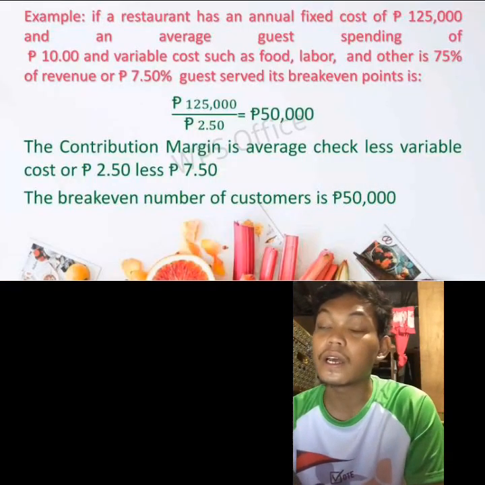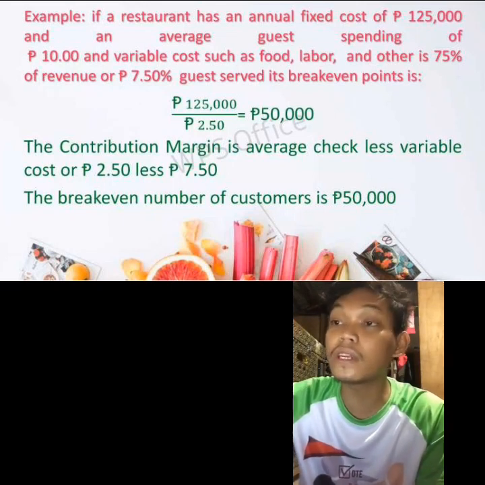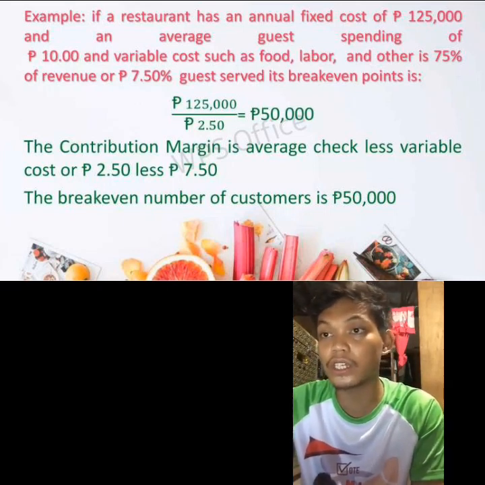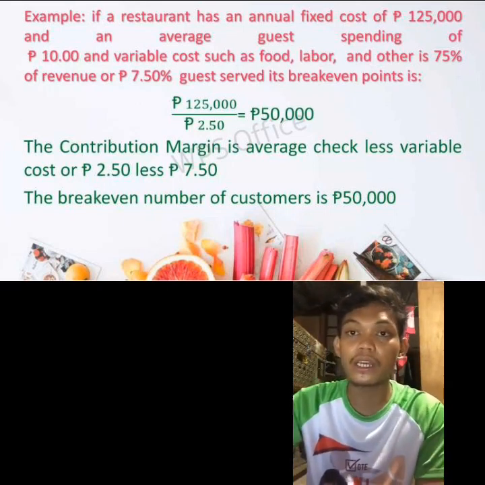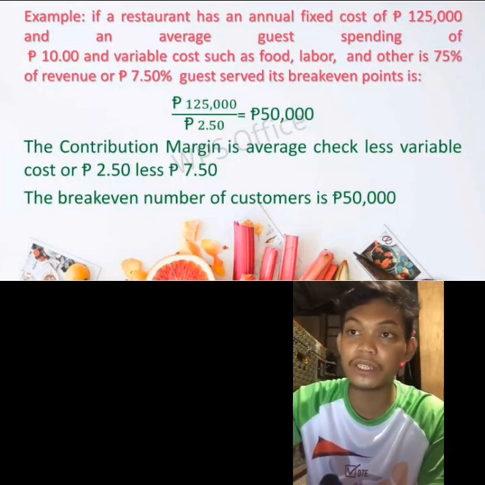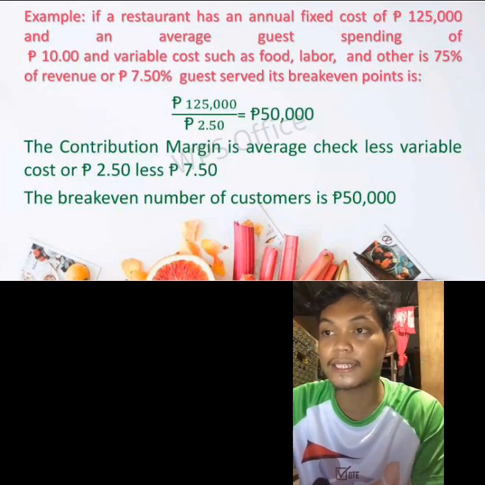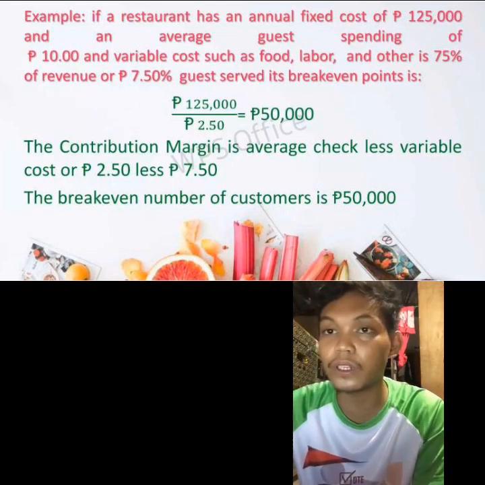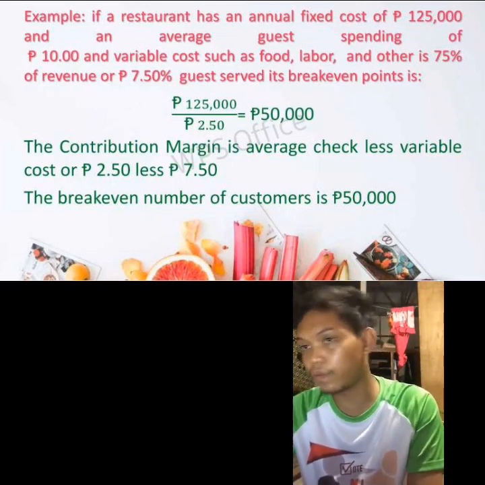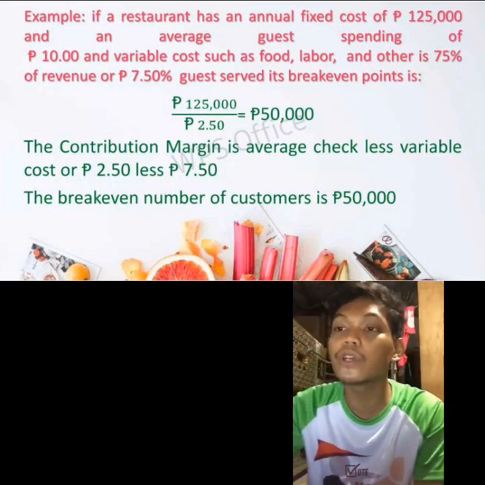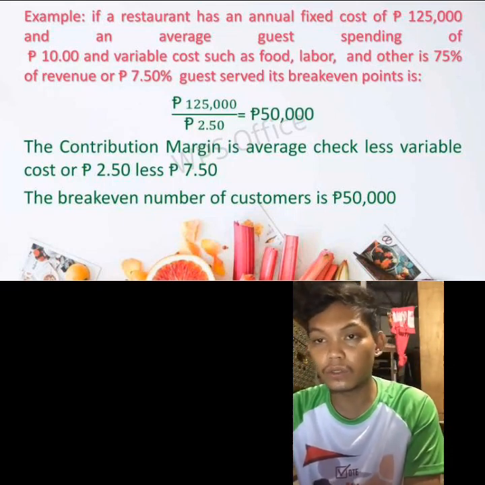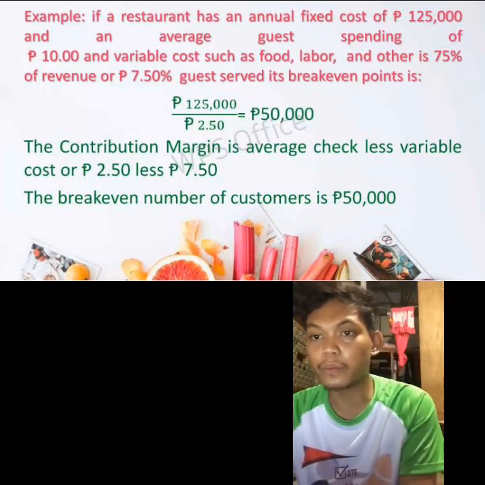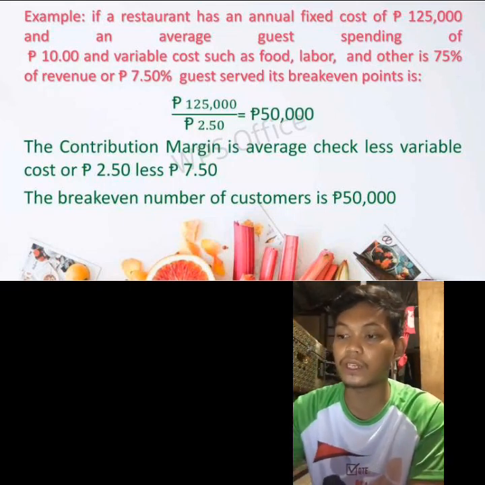For example, if a restaurant has an annual fixed cost of 125,000, an average guest spending of 10 pesos, and variable costs such as food, labor, and other of 75% of revenue, or 7.50 per guest served, the break-even point is 125,000, the annual fixed cost, divided by 2.50, which equals 50,000. The contribution margin is the average check less the variable cost, so 10 less 7.50 is 2.50 pesos. The break-even number of customers is 50,000.